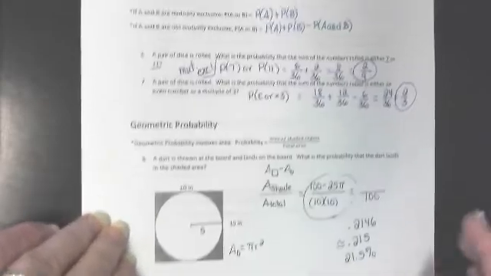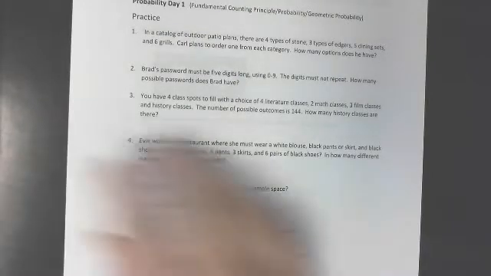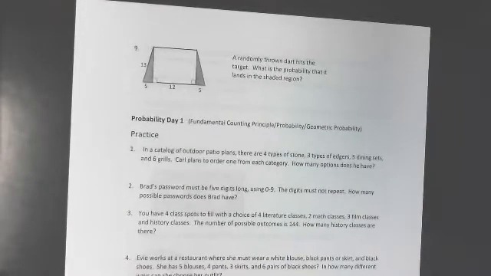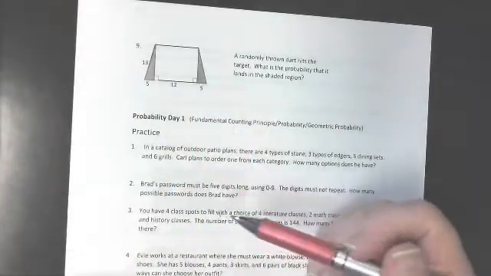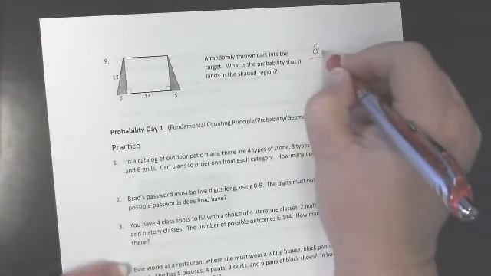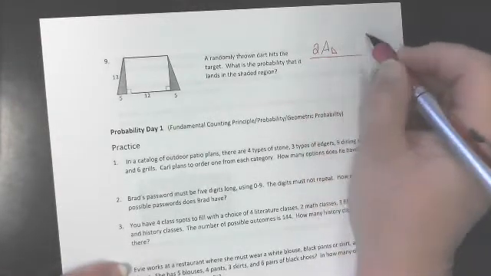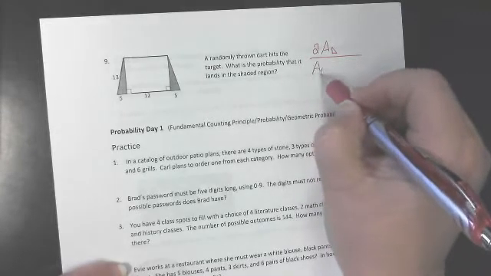All right, one more of those. A randomly thrown dart hits this target. This time my target's a trapezoid. What's the probability it hits the shaded region? And the shaded region on the sides, those are just triangles. So I have 2 triangles over the area of the trapezoid.